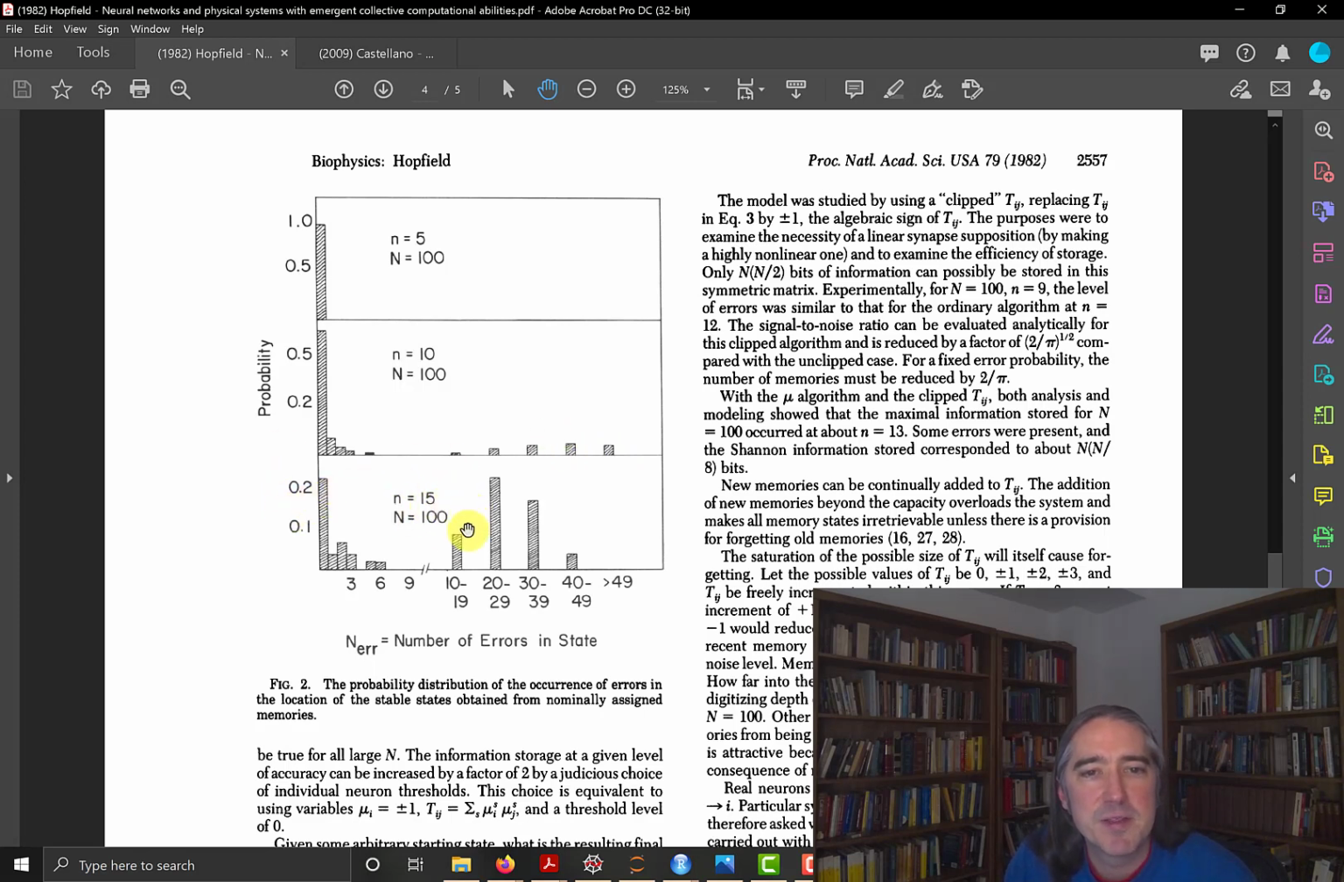And if you try to remember 15 things in a 100 neuron network, then very large error rates become probable. Pretty likely, in fact. So this is showing what's the most information you can encode reliably, which is to say it needs some kind of robustness, because if we don't get exactly the training state, we should still end up at the closest trained state. And what he found is if you try to train too many states, put too much memory into the system, then in some sense you don't have a good memory anymore.